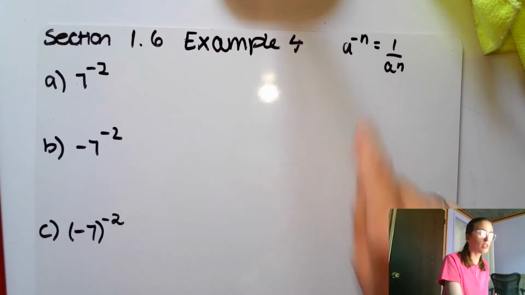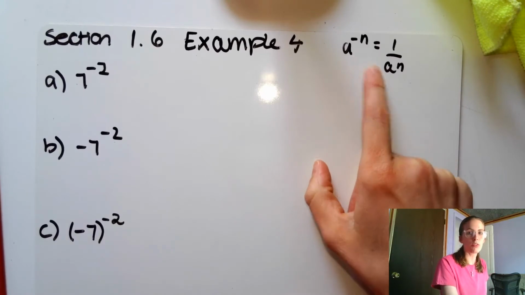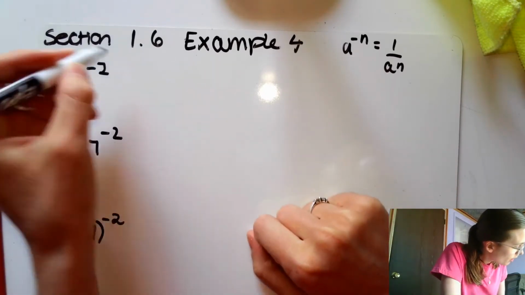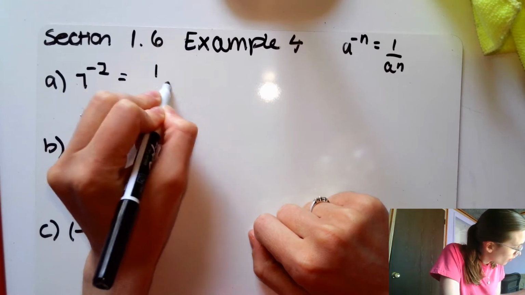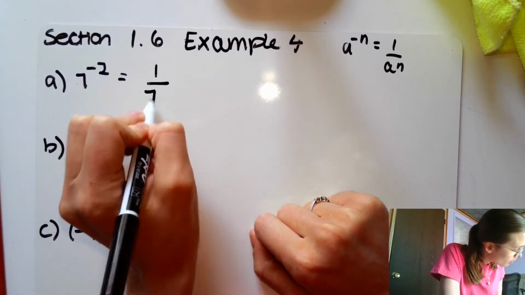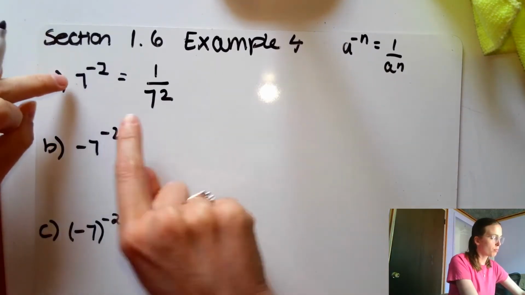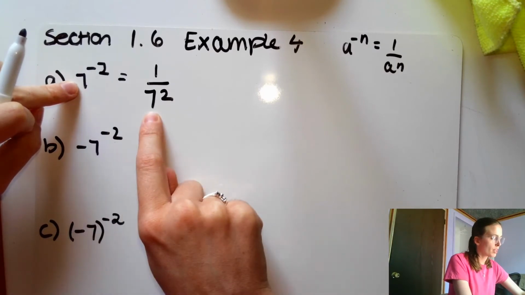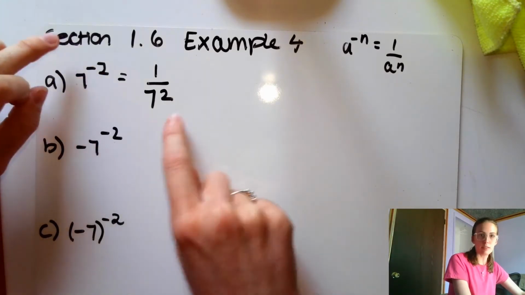exponent. So we follow this pattern, a to the negative n equals 1 over a to the n. We'll say, okay, that's 1 over 7 squared. See? We put the base in the denominator and make the exponent positive.